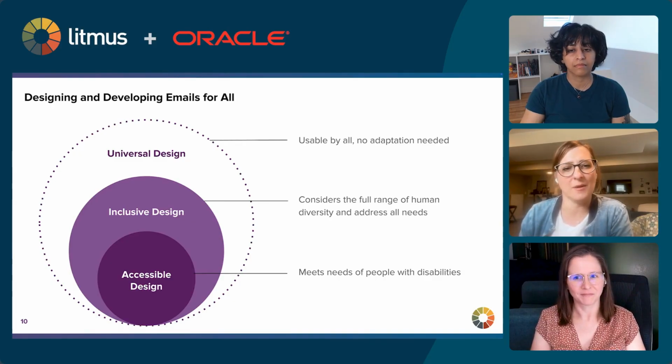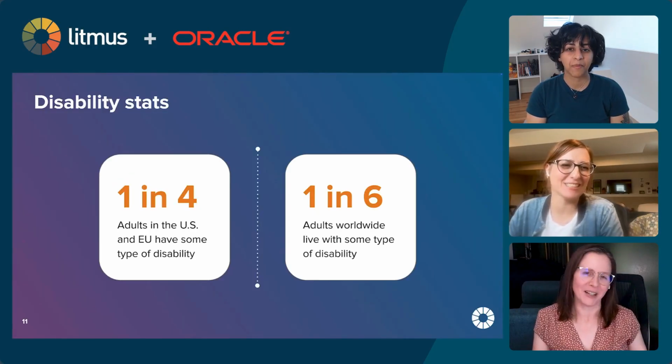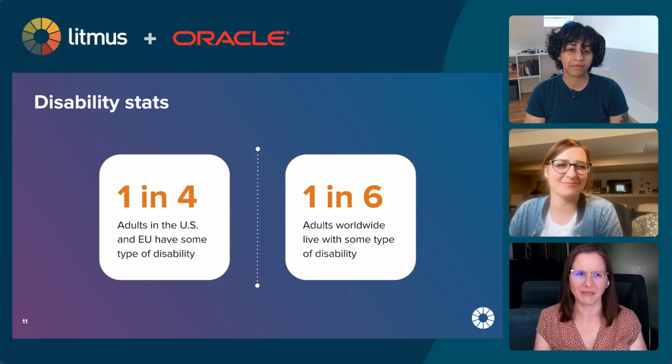So that means thinking about users of all abilities, ages, backgrounds, and experiences. By keeping these principles in mind, we move closer to building more accessible, inclusive, and welcoming experiences overall. You can't talk about accessibility without talking about disability, right? And it's crucial to recognize that this isn't a small niche group.